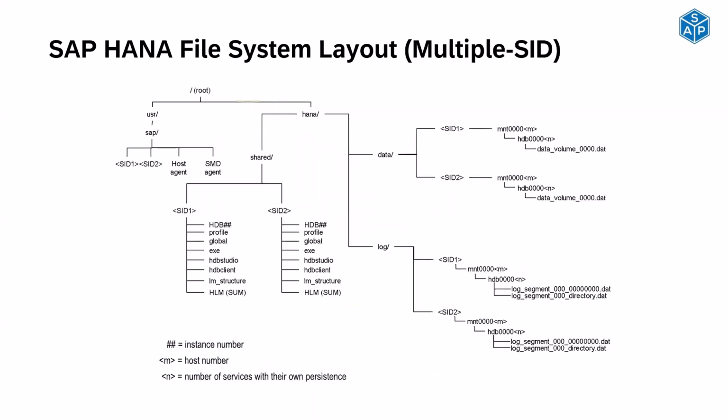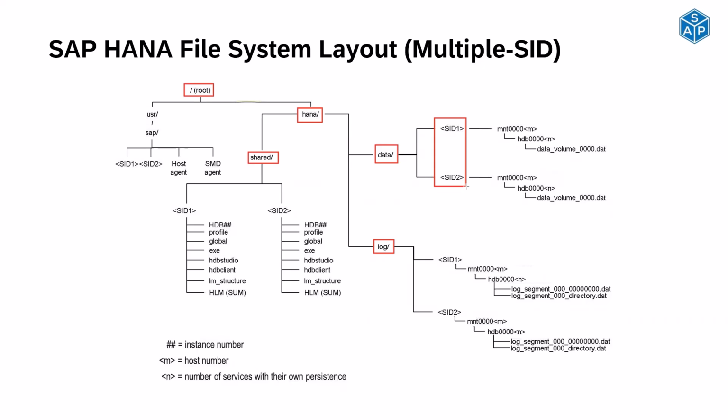Okay, the next one is for multiple SID. This was for single SID, this is for multiple SID. Everything is the same, nothing changes. The only thing here is that when you do a multiple SID installation, here is your root directory, your slash directory, the top level directory, then you have the HANA directory. Under the HANA directory, you have the data directory, and along with data, you have the log and the shared directory. What is the change over here? Only instead of one SID, you have two SIDs over here.